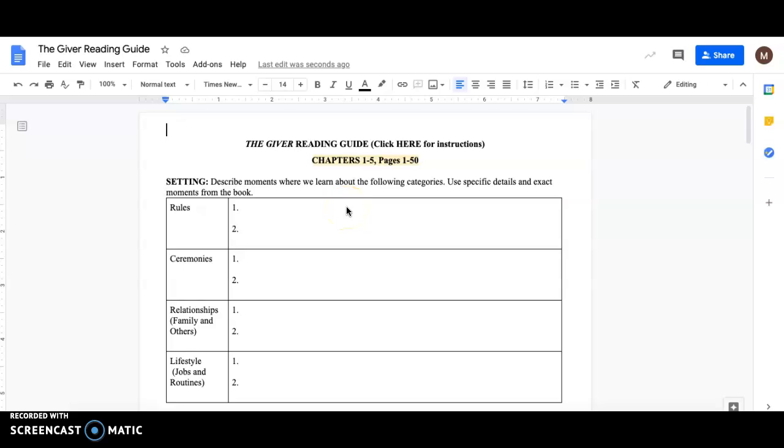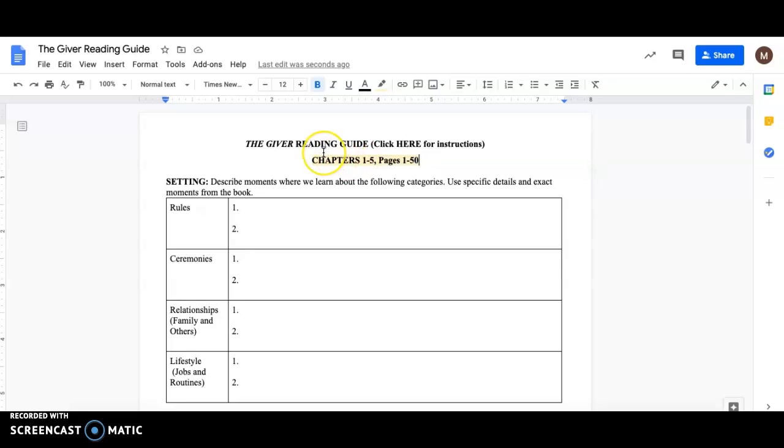All right, so since we are reading our first book of the year, therefore we are doing our first reading guide of the year. So this reading guide, I know we talked about this last week a little bit, but this reading guide correlates with the reading sections of the book. So for example, if you look up here, this first page of the reading guide covers pages 1 through 50 in The Giver.